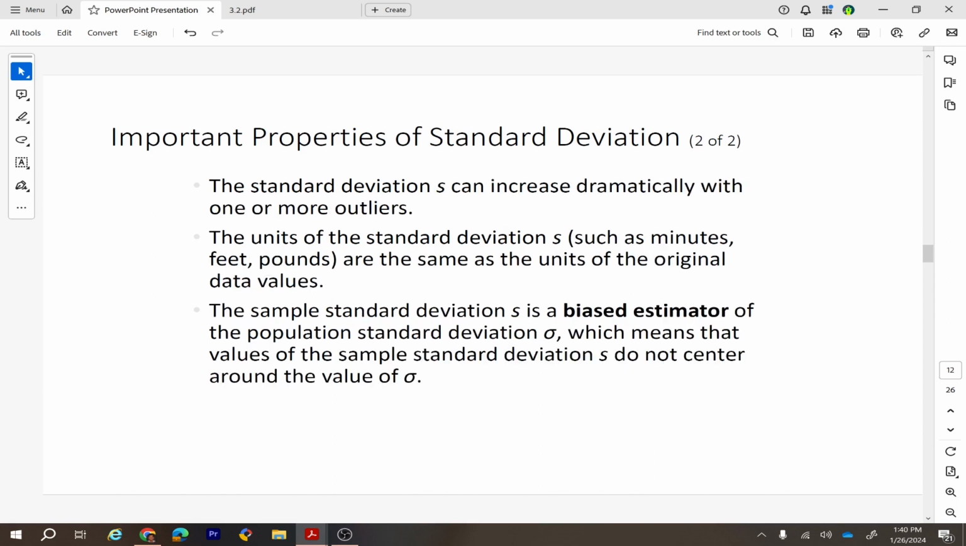This standard deviation is also highly influenced by outliers. The sample standard deviation, which we denote by the symbol small s, is a biased estimator of the population standard deviation sigma, which means that the values of the sample standard deviation s do not center around the value of sigma.